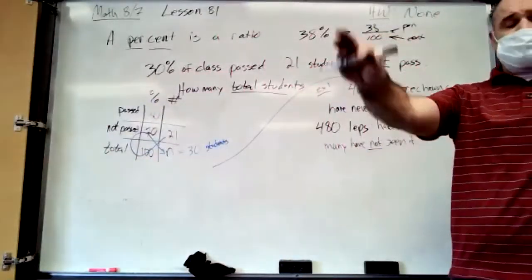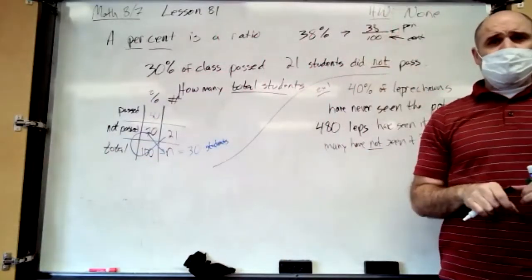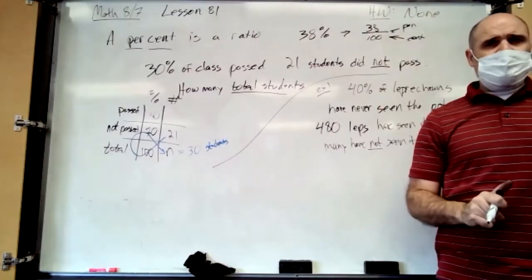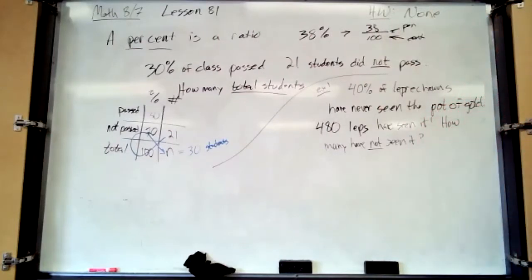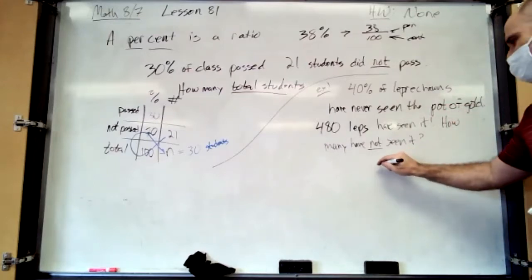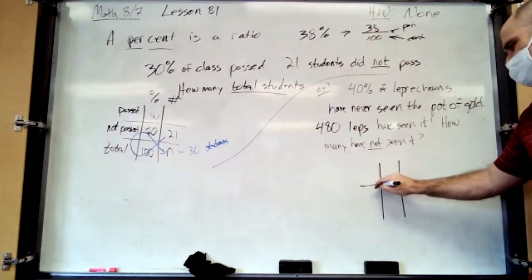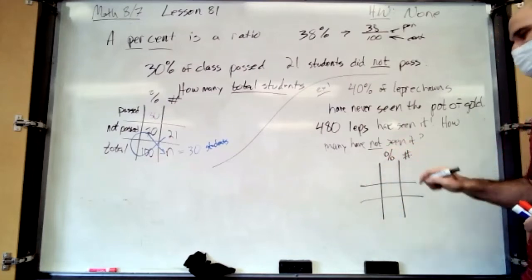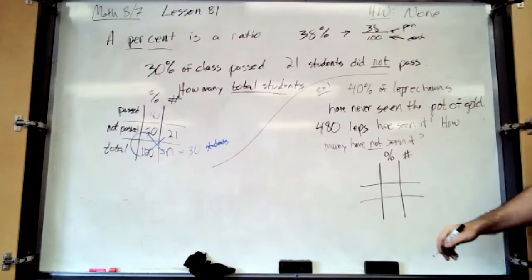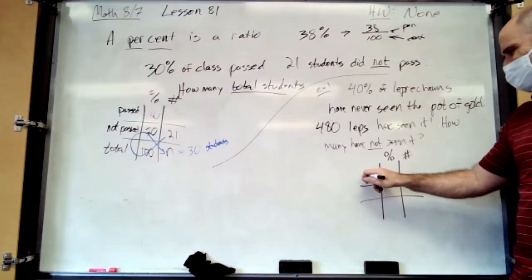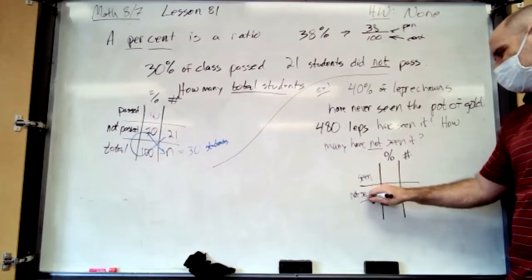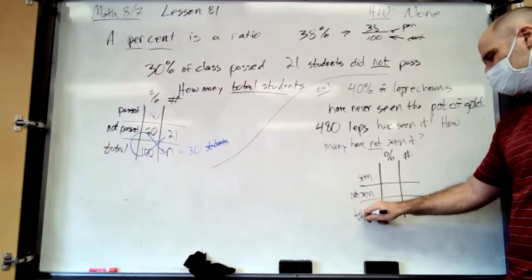So you could do two math problems, like what you guys just did, combined together, or you could do one. When you don't know, you tic-tac-toe. All right, so let's see here. So this is my percentage. This is my actual number of leprechauns, right? Okay, and so I've got seen, not seen, and then total.